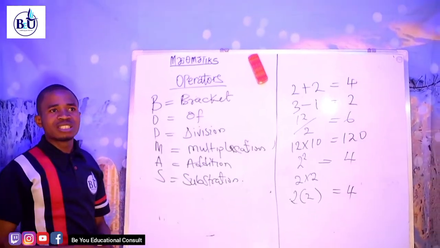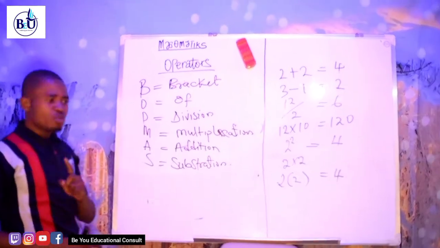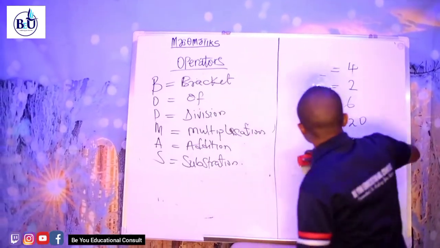So that's why some people fail math. They say math is very hard. No, once you understand this, it will be easy for you. Let me give you the last example.